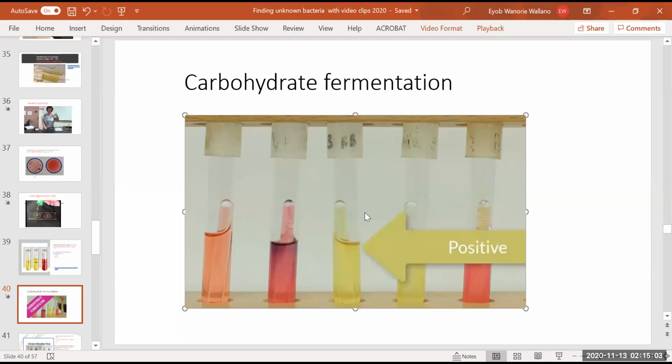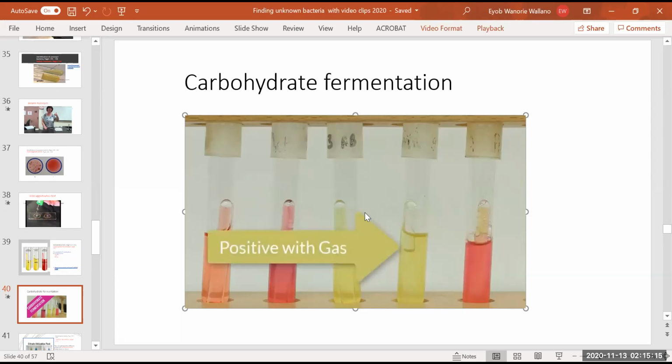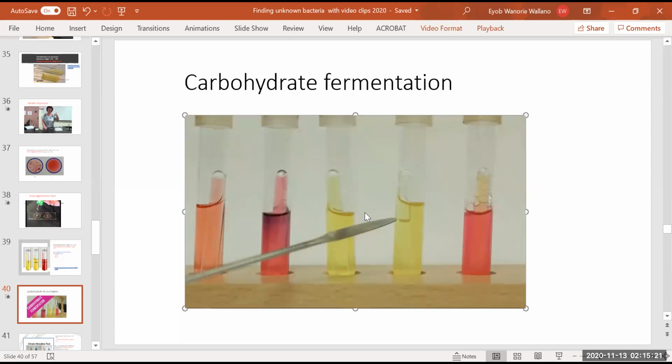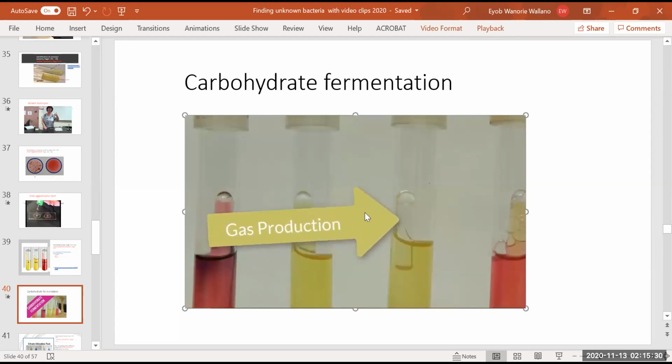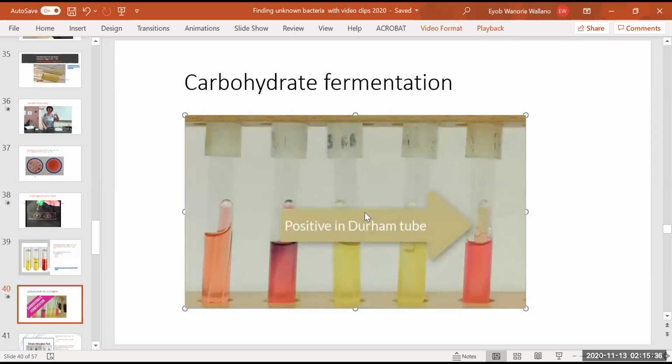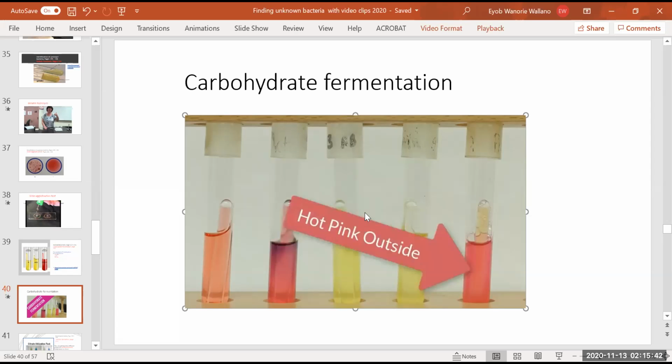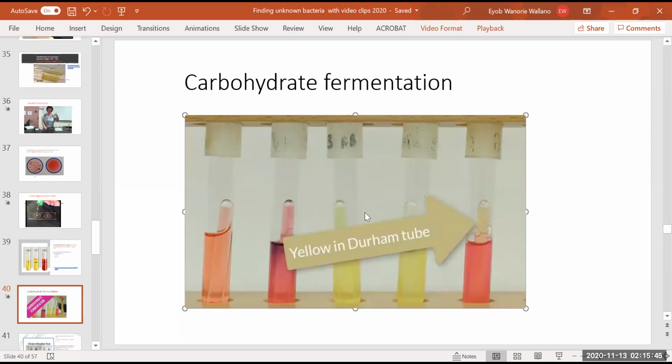The next tube indicates a positive result, and there is no gas production here. Notice the tube inside and out, including inside the Durham tube, is completely yellow. The next tube is a positive result with gas production. Gas production can be seen by the meniscus line in the Durham tube being much reduced from the outer meniscus line of the greater tube. So notice this empty space inside the Durham tube would represent gas production. The next tube is known as positive in the Durham tube. So in this tube, you'll notice a hot pink coloration outside with a yellow inside of the Durham tube.